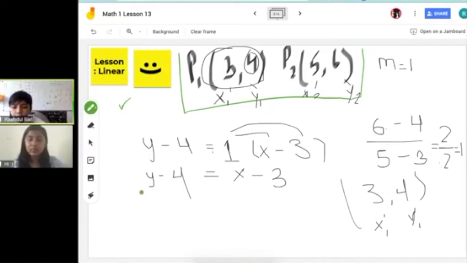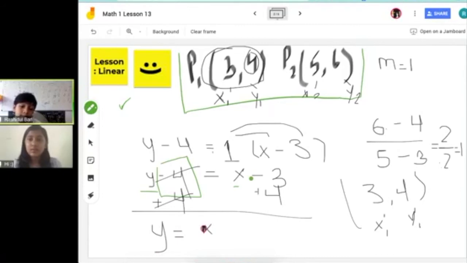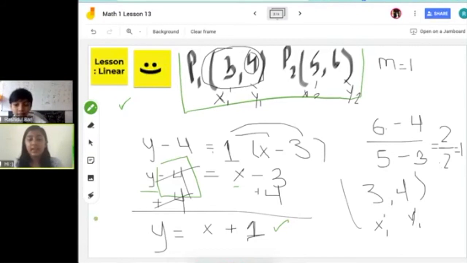But look, we want to find y in terms of x. But there's also a minus 4 next to the y. So how do we isolate the y? If you add 4 to both sides, y equals x. What's 4 minus 3? Minus 1. Okay, good. x plus 1. So y equals x plus 1. You did good. My computer's lagging.